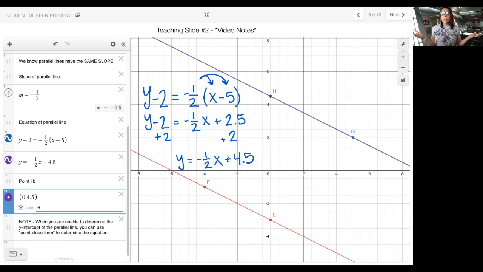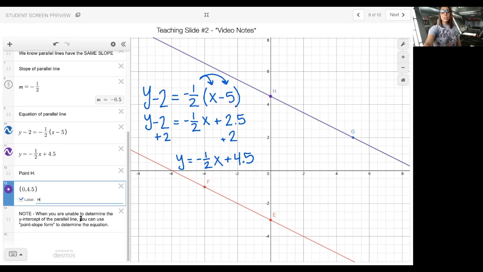All right, so what did we learn here? When you are unable to determine the y-intercept, you can use point-slope form to determine the equation and then convert it into slope-intercept form from there. And that's why point-slope form exists.